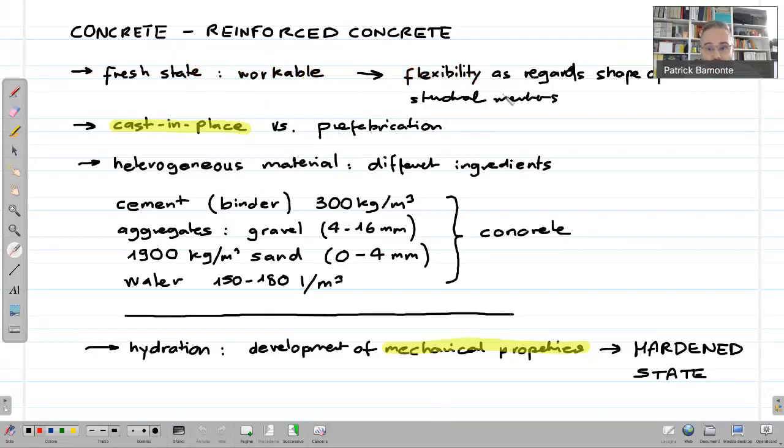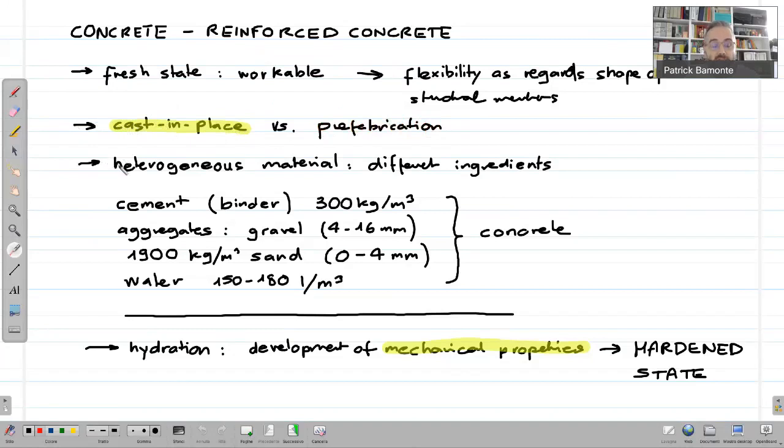So basically you are free in comparison to steel, where you are in a certain sense restrained to adopt the sections that are available on the market and that are typically produced in industry. I mentioned the fact that concrete can be cast in place or it can be prefabricated, and this is why I highlighted the first part of this item, that we were going to focus on cast in place reinforced concrete members.